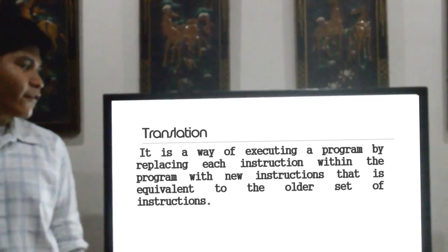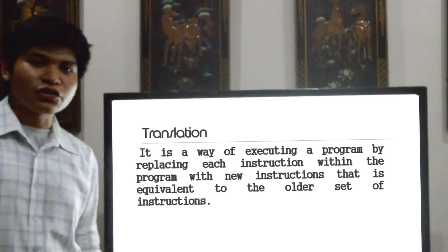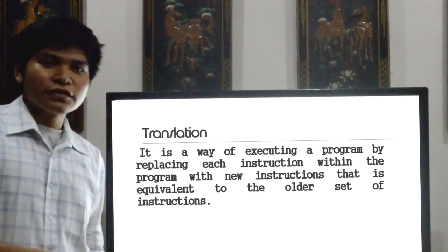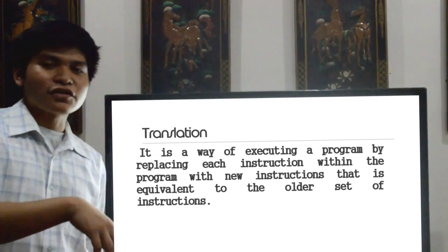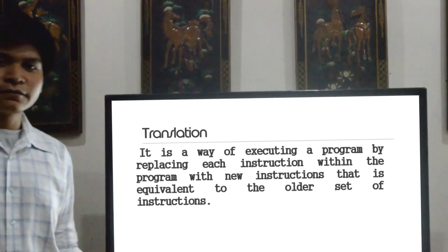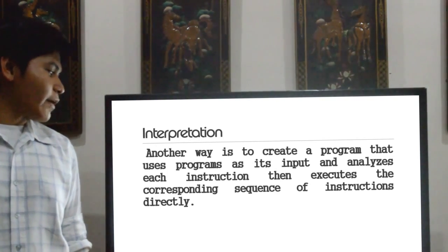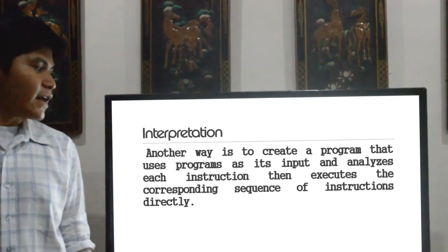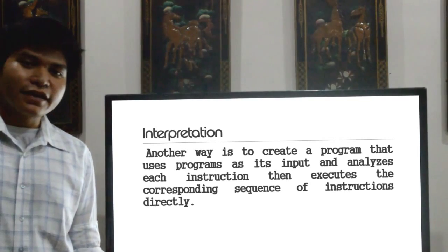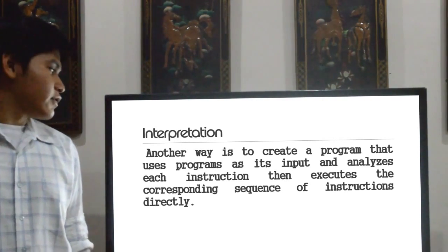Translation is a way of executing a program by replacing each instruction with another instruction which is equivalent to the corresponding instruction and then executing it directly. Another way is to create a program that uses programs as its input and analyzes each instruction, then executes it directly, which is called interpretation.